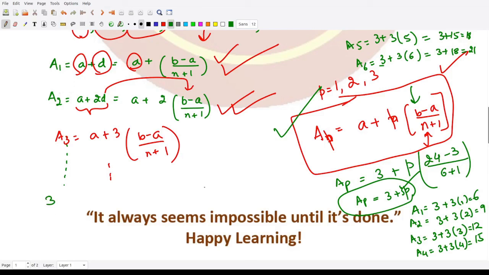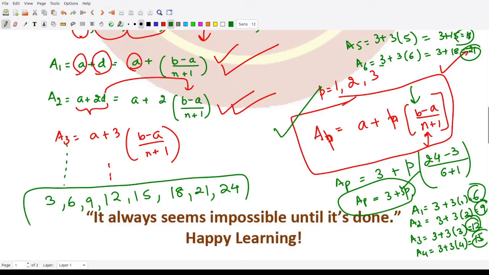So you see we have all the terms here. The first term was 3, the last term was 24, and in between we have 6, then 9, then 12 and 15, then 18 and 21, right? So this is our resulting AP which we wanted to calculate, and this we have done by using a formula. So I hope you understood this methodology well.